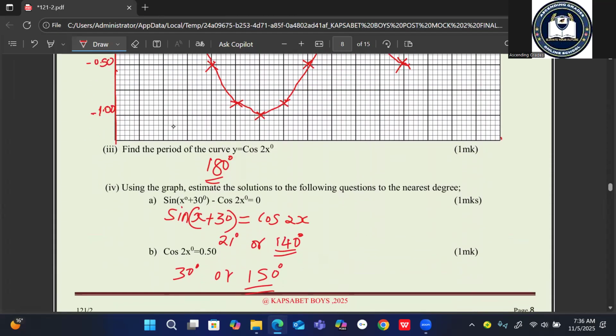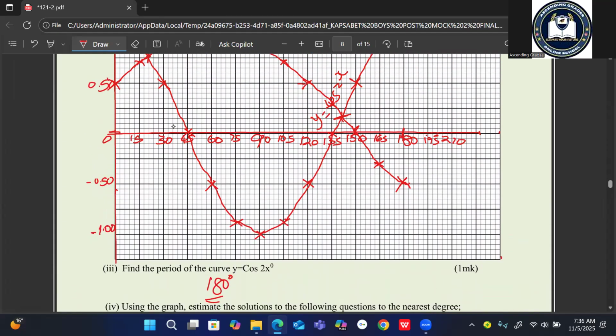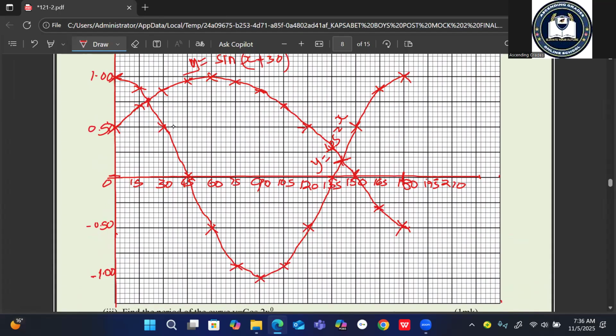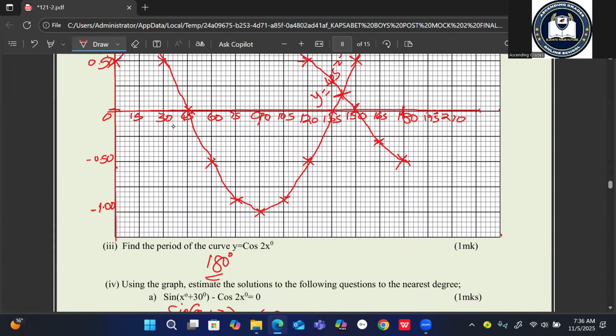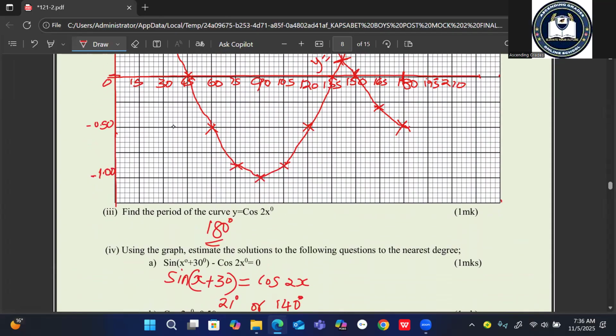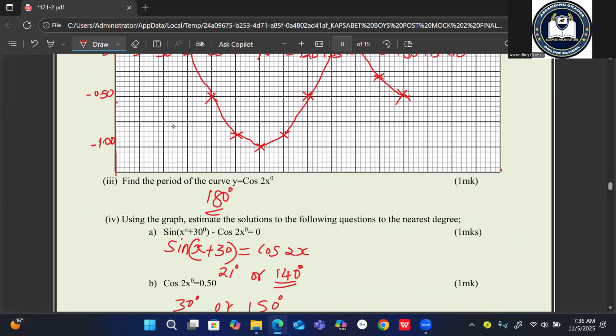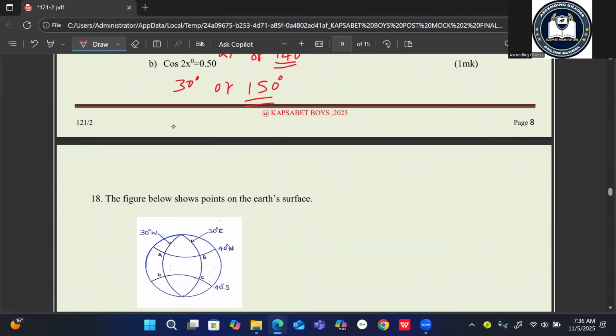Cos 2x is equal to 0.5. So it is either here or 150 degrees. So as simple as that. From there, we go to the next question. That's number 18.